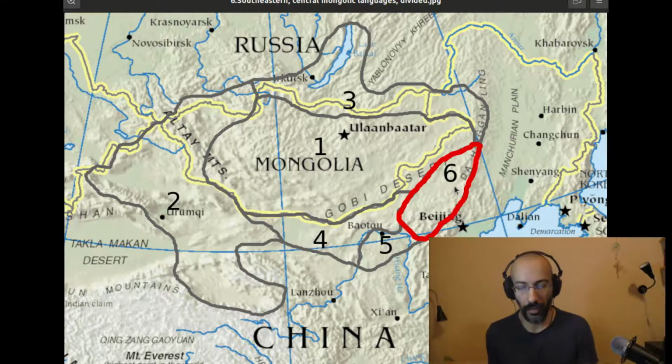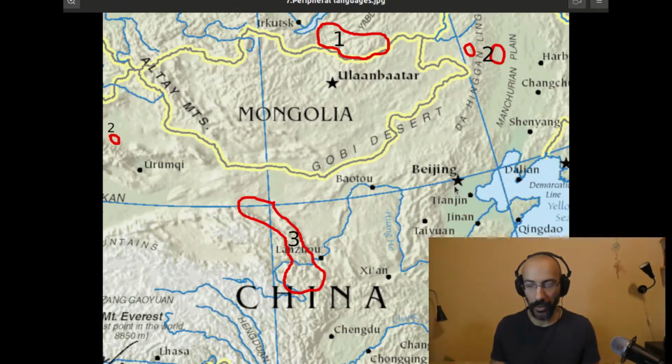Okay, so these are the larger groups within the core area of Mongolic languages, the central Mongolic languages. This is how I like to call them. And the other large group is the group of peripheral languages.